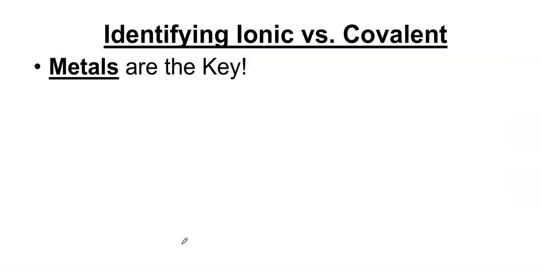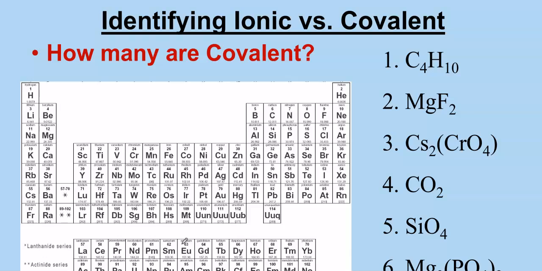So how do you figure out, is it ionic or is it covalent? Metals. Okay, if there's a metal in there, it is definitely not covalent. There are no metals in a covalent bond. So let's see, let's practice. Can we identify ionic versus covalent?